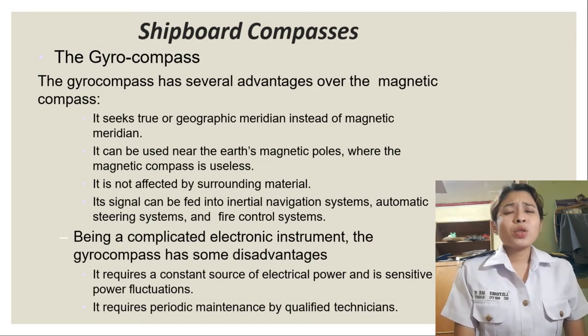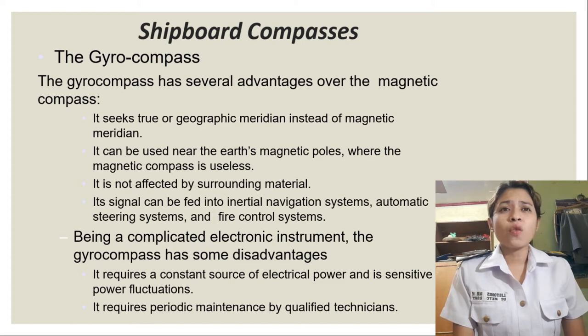So, let's get to know the pros and cons of the gyro compass compared to the magnetic compass. The gyro compass has several advantages over the magnetic compass. First, it seeks the true geographic meridian instead of the magnetic meridian. It can be used near the Earth's magnetic poles where the magnetic compass is useless. It is not affected by surrounding material. And its signal can be fed into the internal navigation system, automatic steering system, and fire control system.